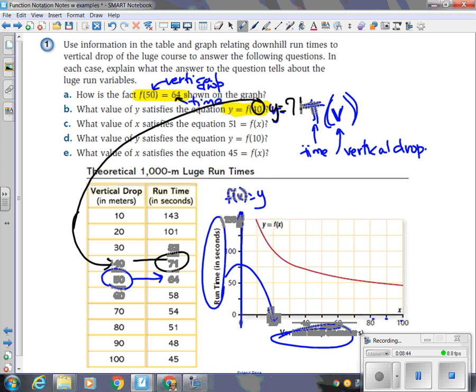Okay. What about part C? Write this on your paper. This is where I wish I had not missed out. Write down 51 = F(x).